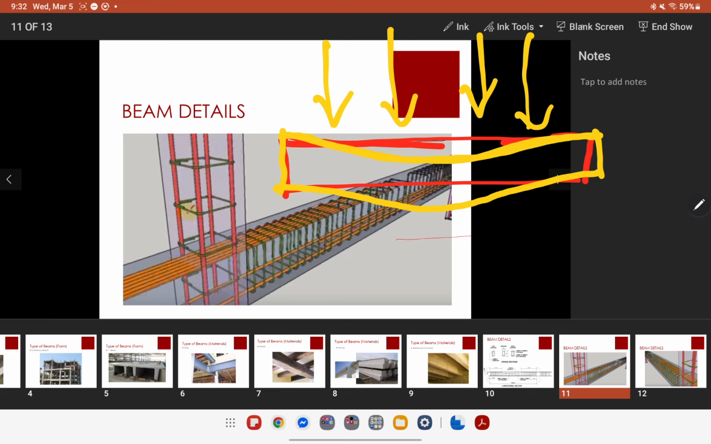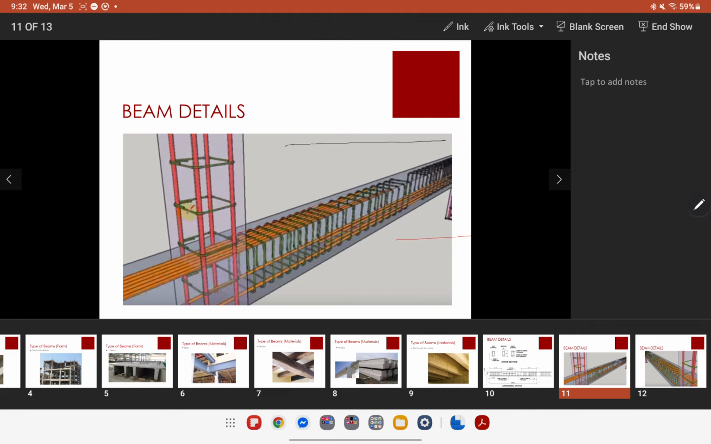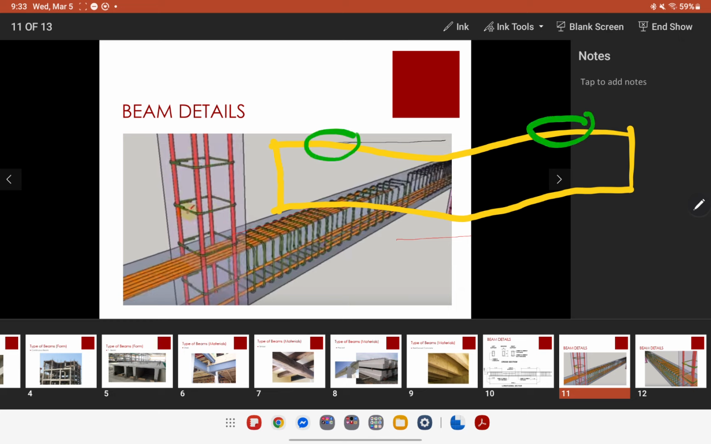Since it bends like this, you'll know that this part will be in tension, and then tension, while this part will be in compression. This one also will be in compression.